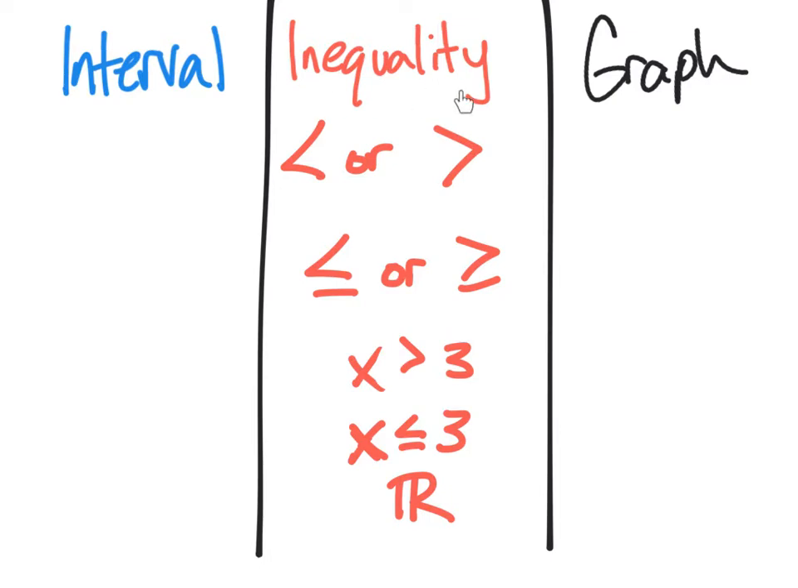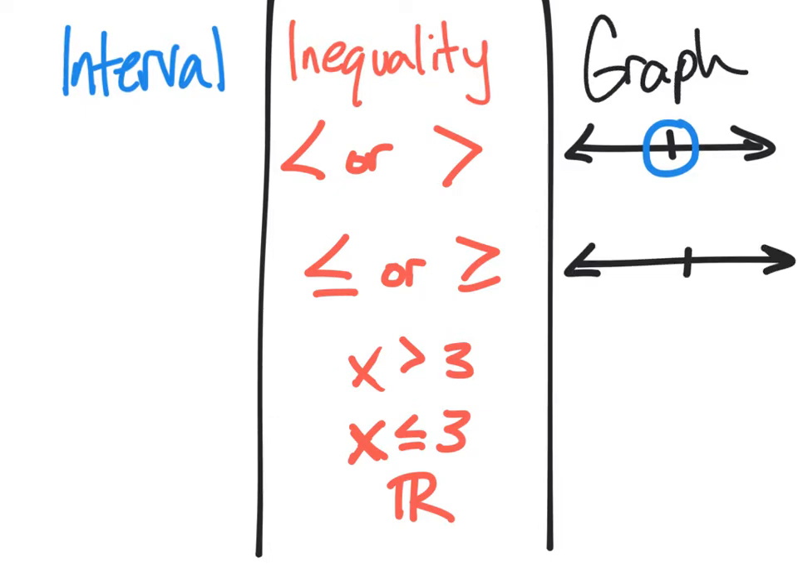And we should be pretty comfortable with inequality. So anytime you have less than or greater than, we should know on a graph, whatever point we're at, we're going to end up with an open circle because that point is not included. And for less than or equal to or greater than or equal to, that point is going to be a filled in circle. Now, in interval notation, if we have less than or greater than, things that are not included, we use parentheses. And if they are included, we use brackets.